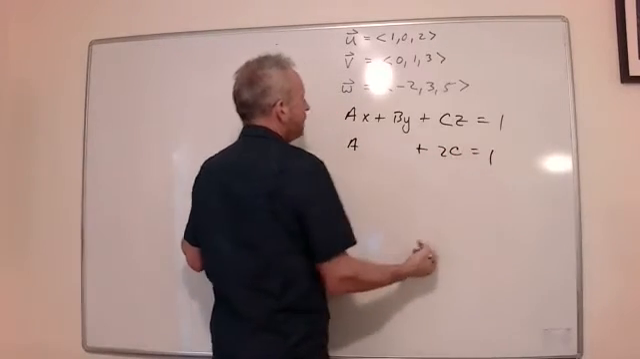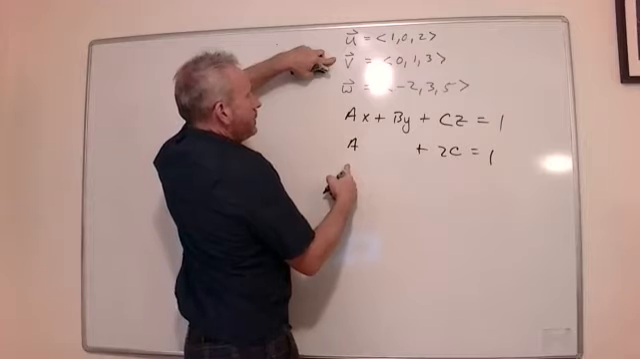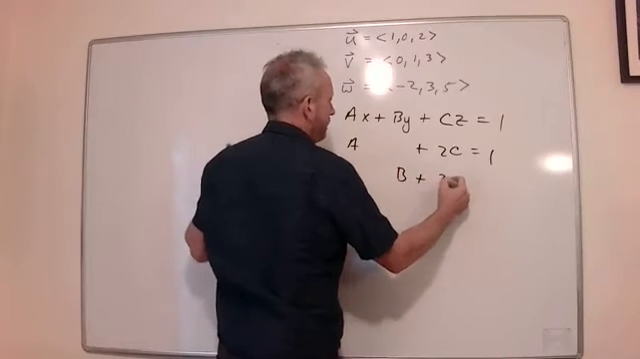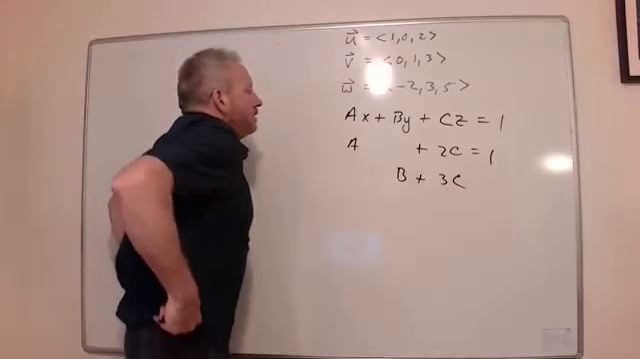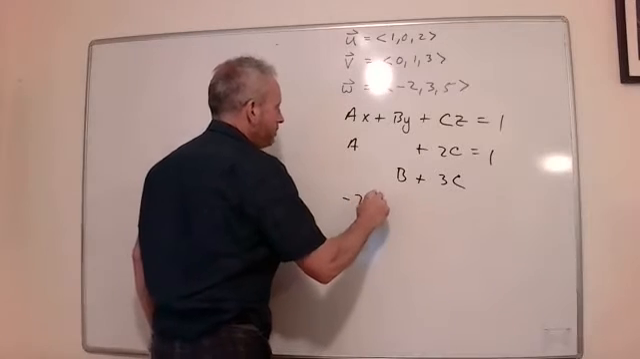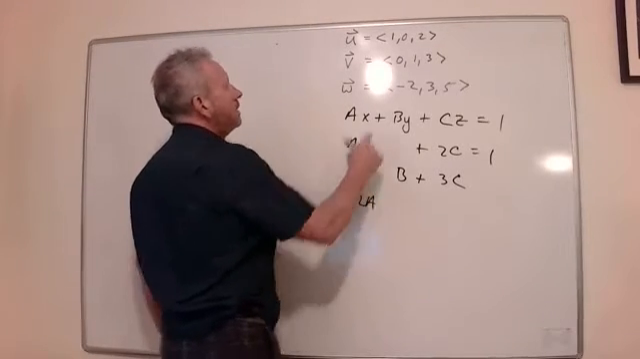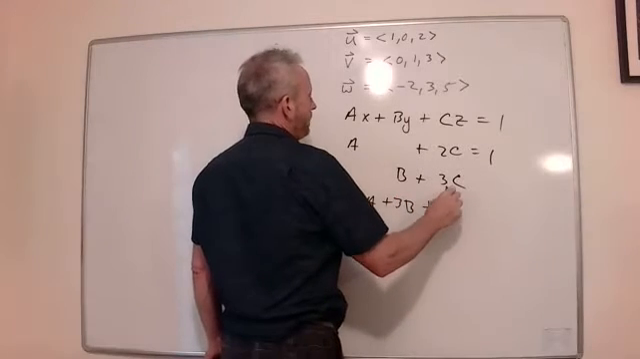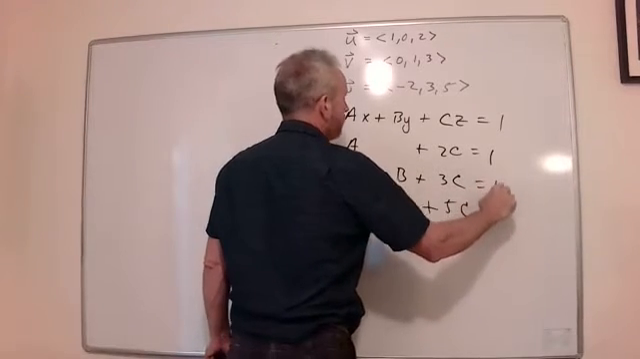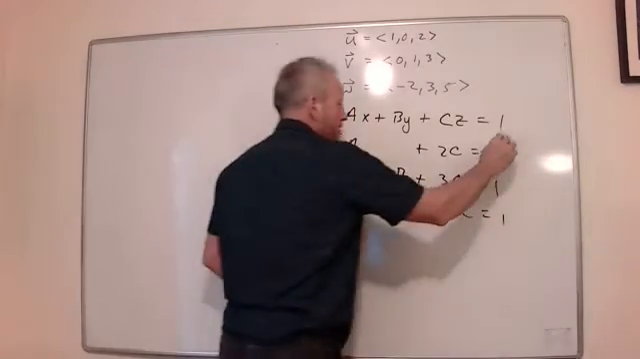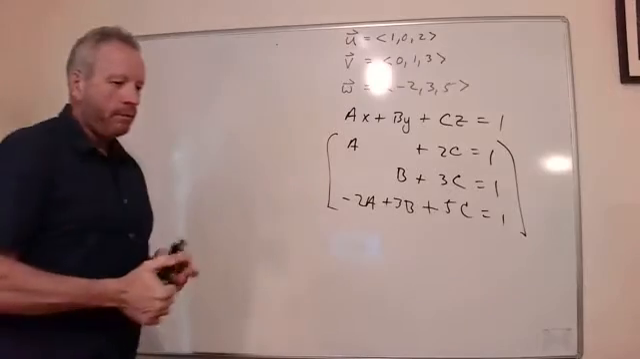equals 1. Now from this point right here, we don't get an A, we get a B. And then we get 3C. Okay, and finally from the last one we would get negative 2A, plus 3B plus 5C, and that equals 1, and that equals 1. So here is our system of equations, and we want to solve it.